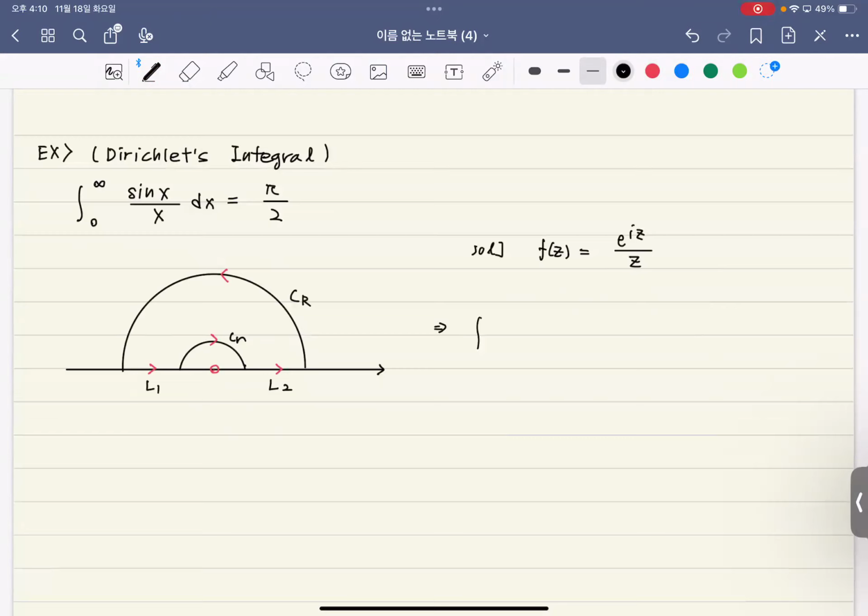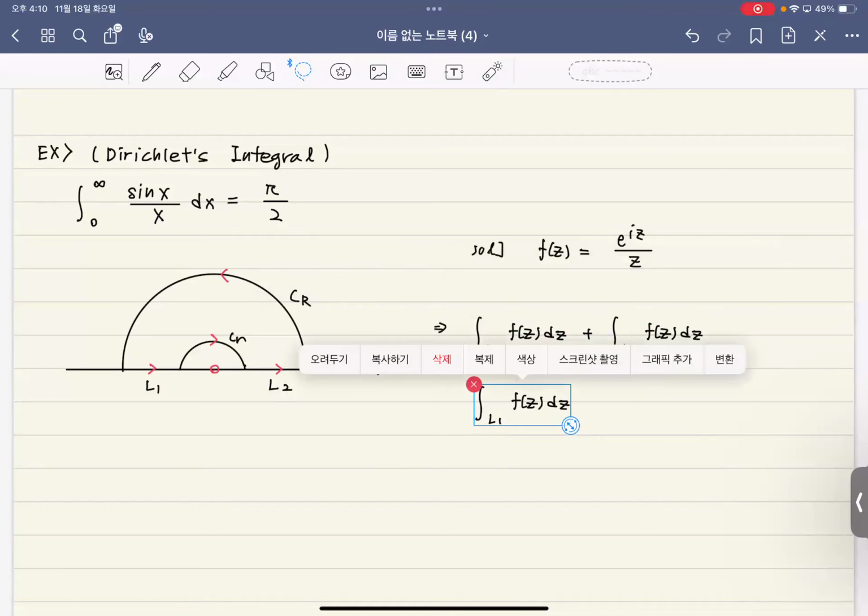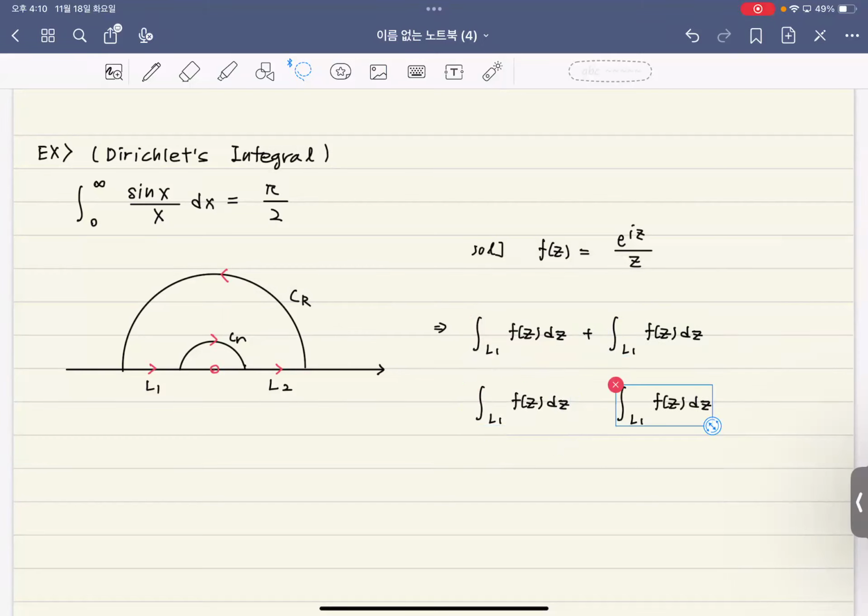Then, you know what? The integral of this function over L1, L2, and C_r and C_R, these add up to zero, right? Because there are no singularities inside.